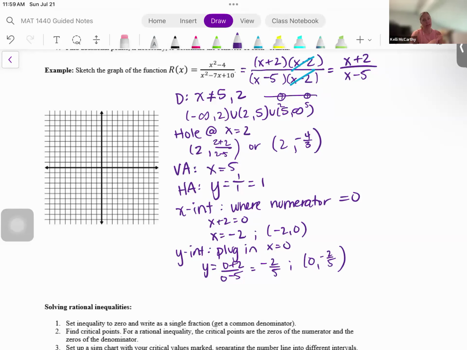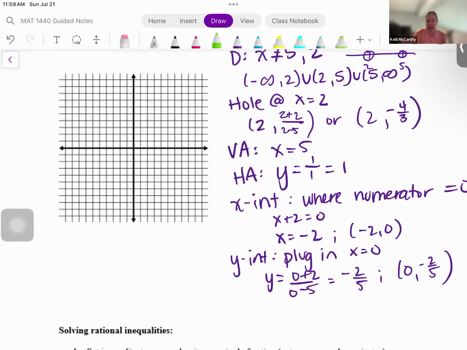I'm going to put all this on my graph to see what I can already graph and if I need additional points. So I'm going to start by plotting my asymptotes. I'm going to use a solid line just because it makes it a little bit easier to see on the screen. But typically we would use a dashed line. So our vertical asymptote is at x equals 5. There's our vertical asymptote. Our horizontal asymptote is at y equals 1.